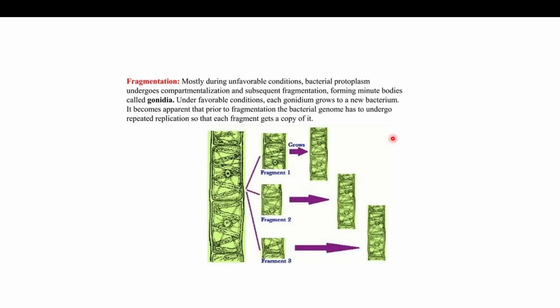And then there's fragmentation. Fragmentation mostly happens during unfavorable conditions. This is the protoplasm of bacteria which undergoes compartmentalization. It is divided into these compartments, and then these are fragmented into small bodies, each fragment called a gonidium. And when favorable conditions return, each fragment or each gonidium grows into a new bacterium.